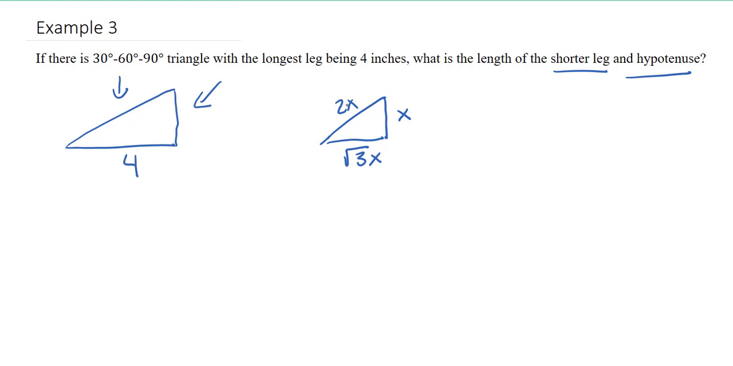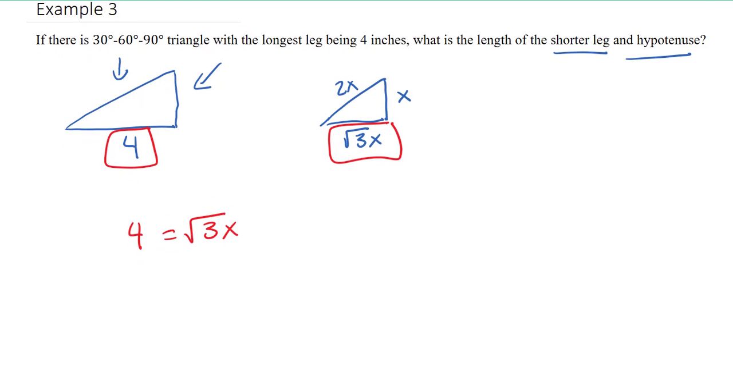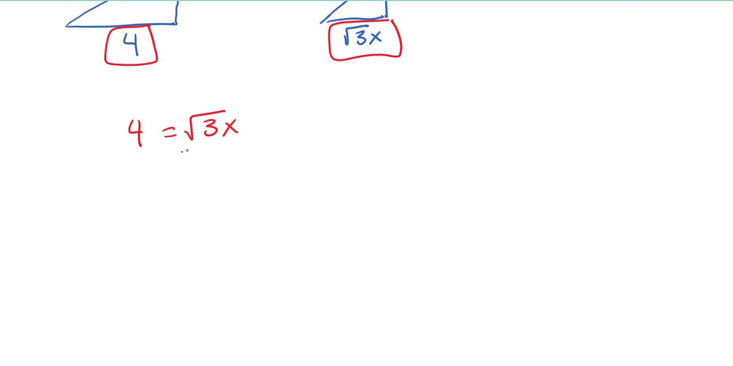So that's our triangle. So we know the longest leg, if that's 4, is equal to the square root of 3 times x. So x is the shorter leg length. Whatever that is times the square root of 3 is equal to 4. So if we were to solve for the shorter leg, all we have to do is go ahead and divide by the square root of 3 on both sides. So what do we get? So we get x is equal to 4 divided by the square root of 3.